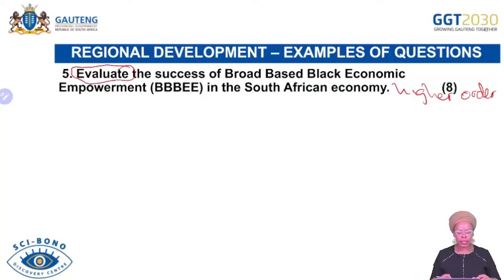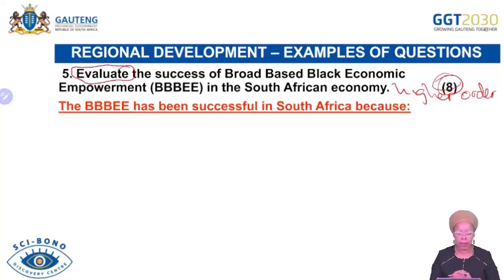But there is no recipe to say that if you give us 2 successes, you must give us 2 failures. No, you can give us 4 successes, you will qualify for your 8 marks. You can give us 4 shortcomings, you will still get your 8 marks. Or you can mix the shortcomings and the successes. It doesn't matter, as long as you were able to do what? You were able to evaluate.